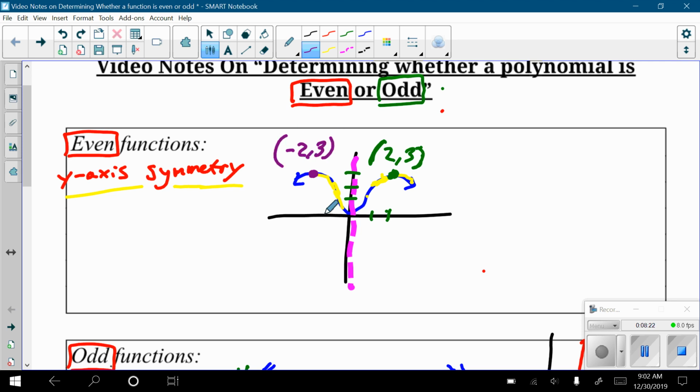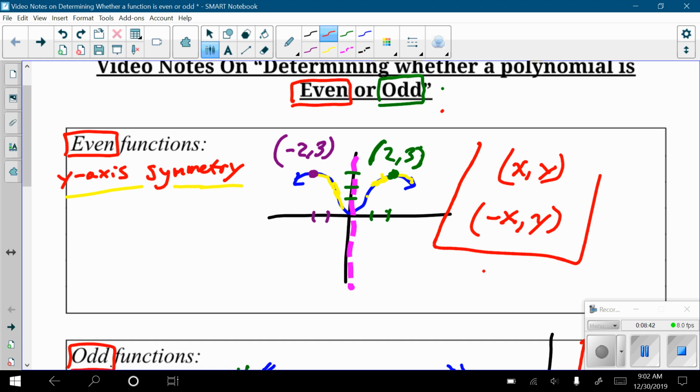And this is true for any point over here matches up with a point over here. One way you could say this is if you know a point x, y is on your even function, then -x, the opposite of x, will also give out the same y. Okay, this is a really important idea. If this first point is on the graph, then this second point is also on the graph, as long as it's an even function.